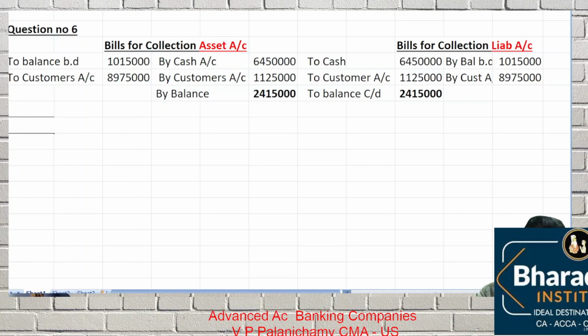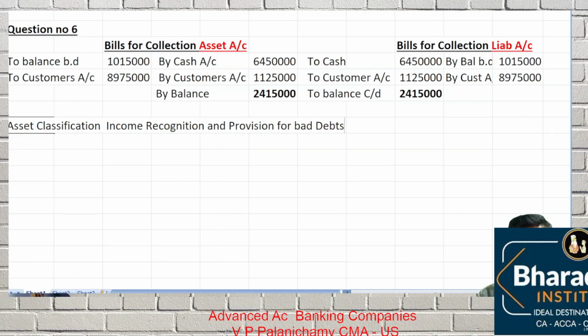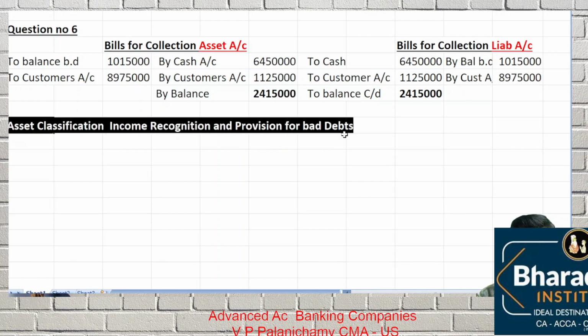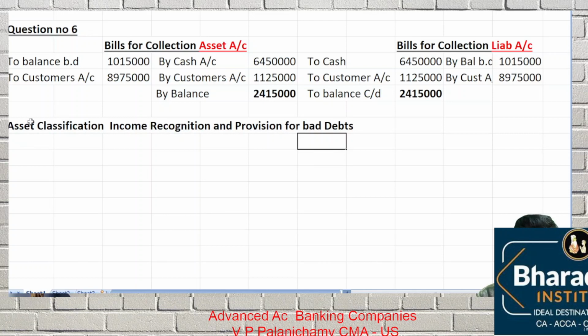Next, we'll go for how the banking companies classify the asset classification, and how they recognize income. Recognize income means how they take it to the P&L account, income recognition, and the provision for bad debts, how they create provision for bad debts. It's again an important part. How they classify the asset, how they recognize income, and how they create provision for bad debts.